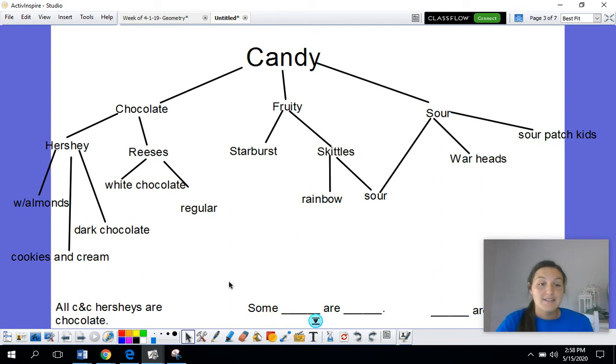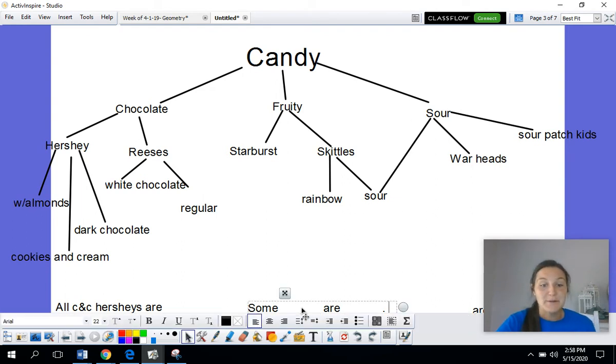Now you could do ones that talk about some. I could not say all chocolate is cookies and cream because not every single piece of chocolate when I go to the store is going to be cookies and cream. Some chocolate will be cookies and cream. So what you're going to notice when you go top down is it's not always true. It can be sometimes true or never true.